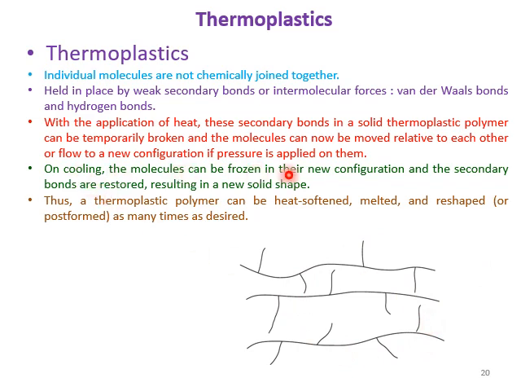So on cooling, the molecules can be frozen in their new configuration and the secondary bonds are restored. So the bonds will be again restored, resulting in a new solid shape. Thus a thermoplastic polymer can be heat softened, it can be melted, and it can be reshaped, or it can be post formed, or it can be recycled, right? So this can be done as many times as it is desired.